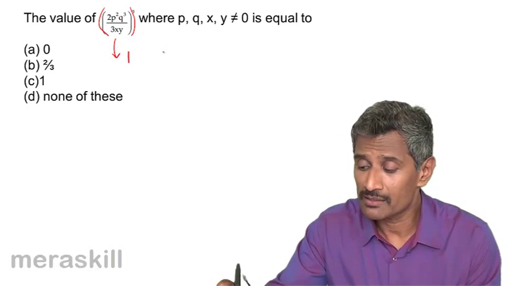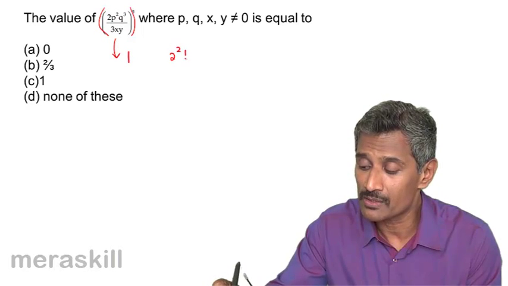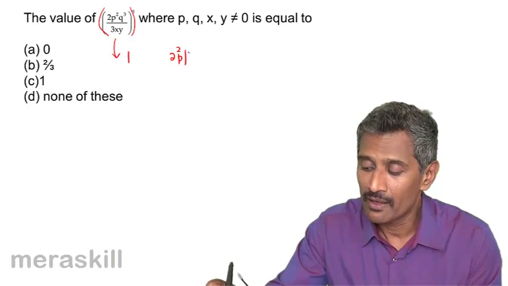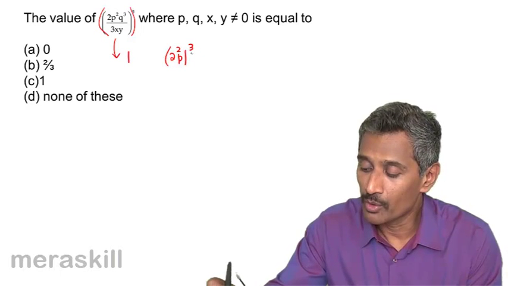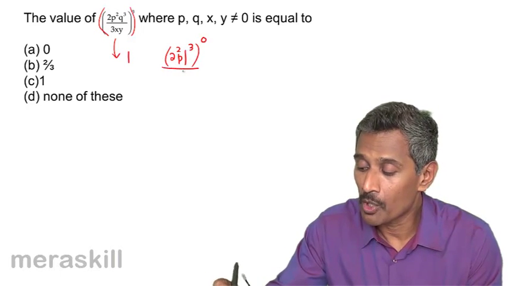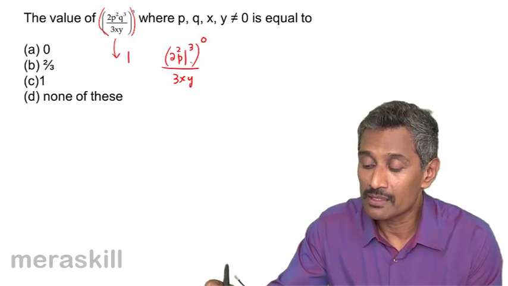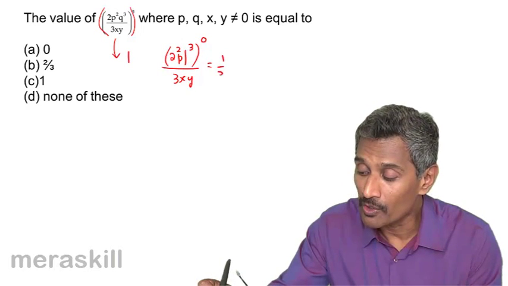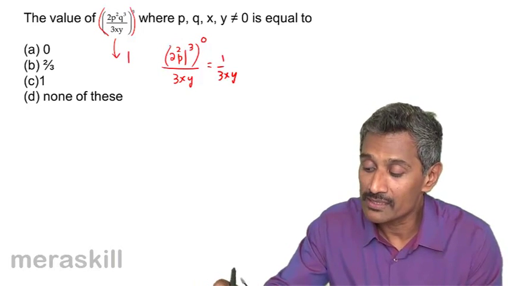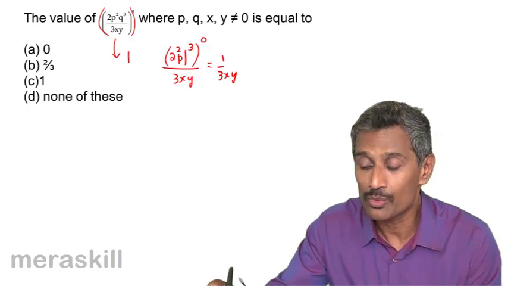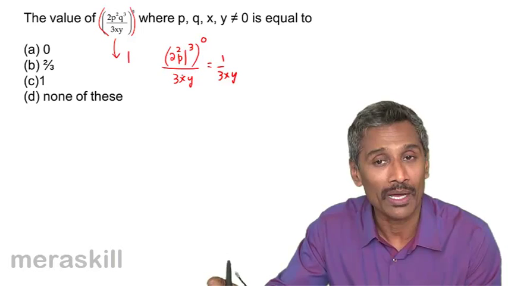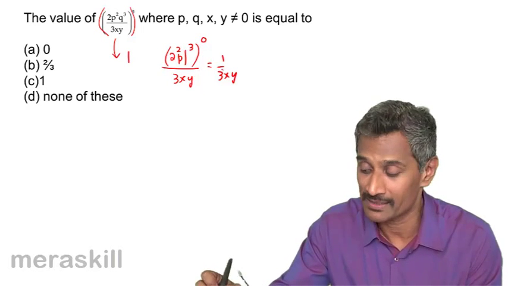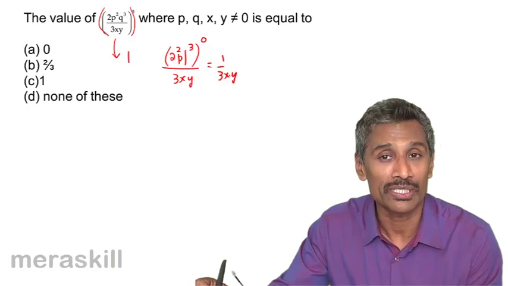The same thing, suppose it had been like this, 2p square L cube, the whole raised to 0, upon 3xy, then it's going to be 1 upon 3xy, because just 2p square L cube has been raised to 0. This is xy raised to 1, 3 raised to 1, x raised to 1, y raised to 1. So this is 1 upon 3xy.